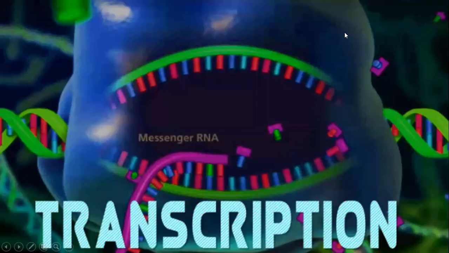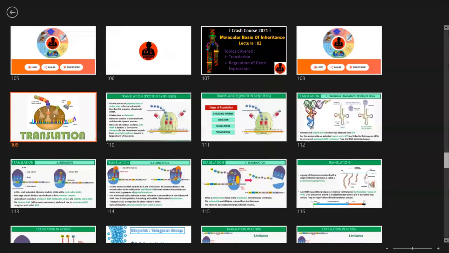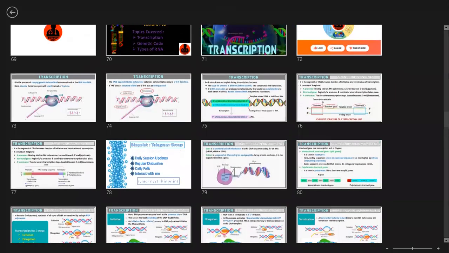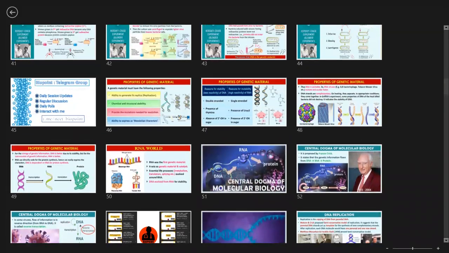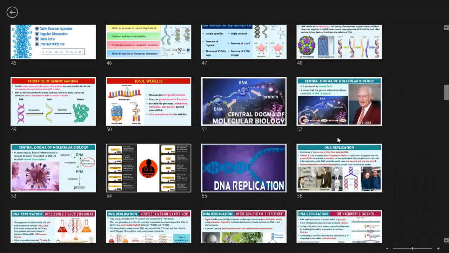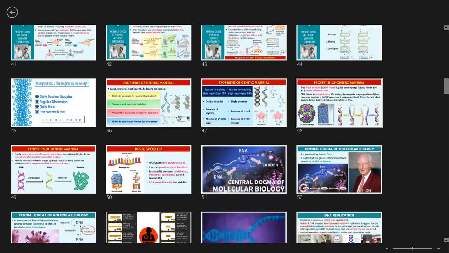So here you have the transcription in the next class. The most awaited lecture, wait for lecture number 3. Okay guys, in lecture number 4 you have translation, and in lecture number 5 you have the human genome project. As you can see, all your slides are prepared for the entire chapter. We just have to take it in order, and as per time we will complete that too.